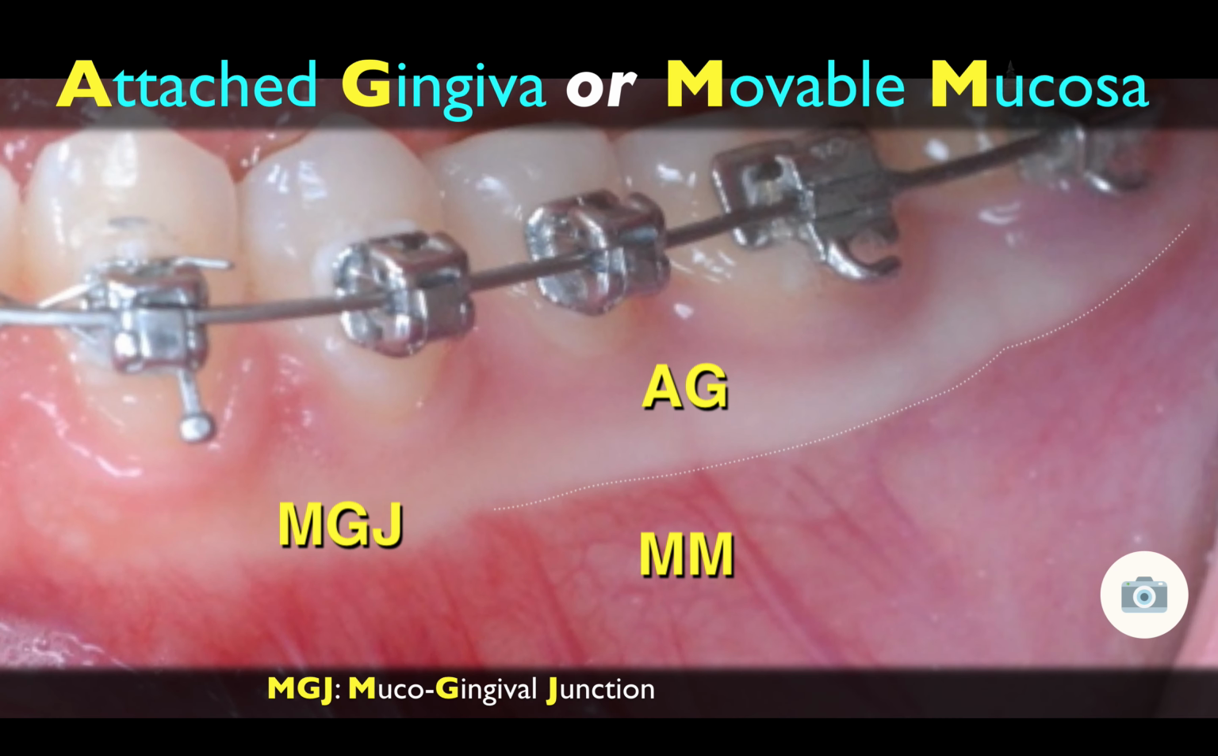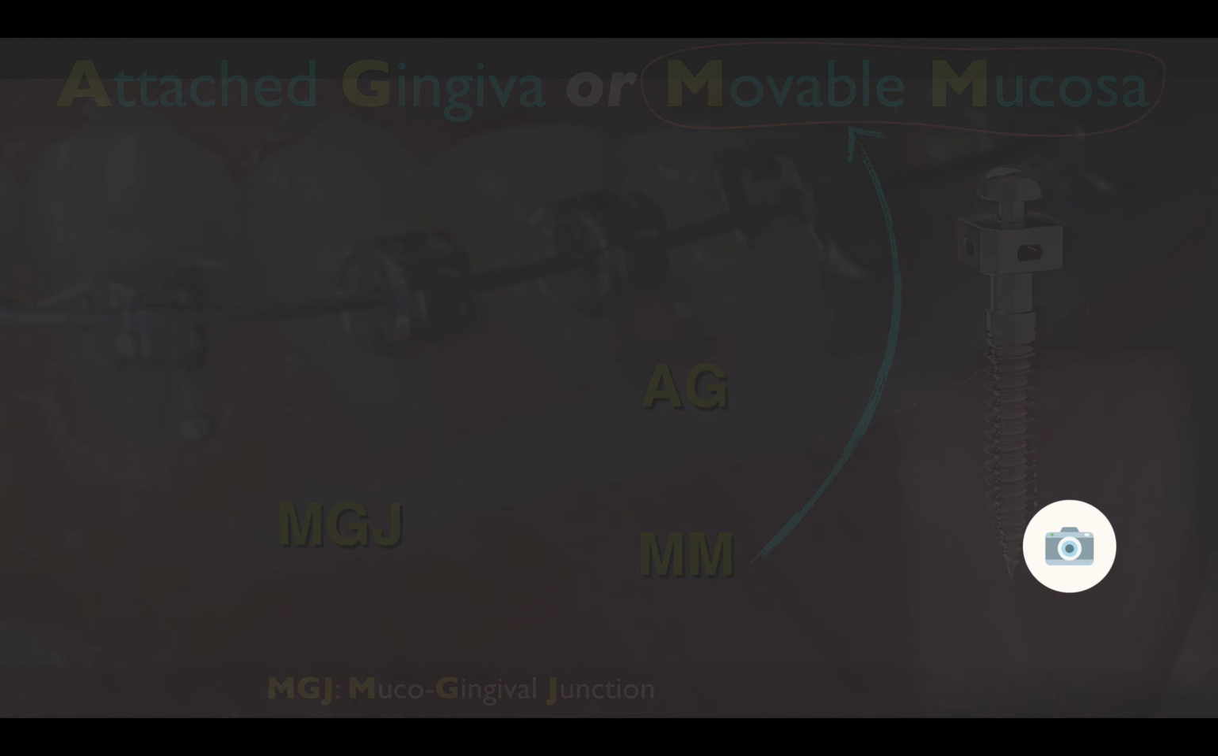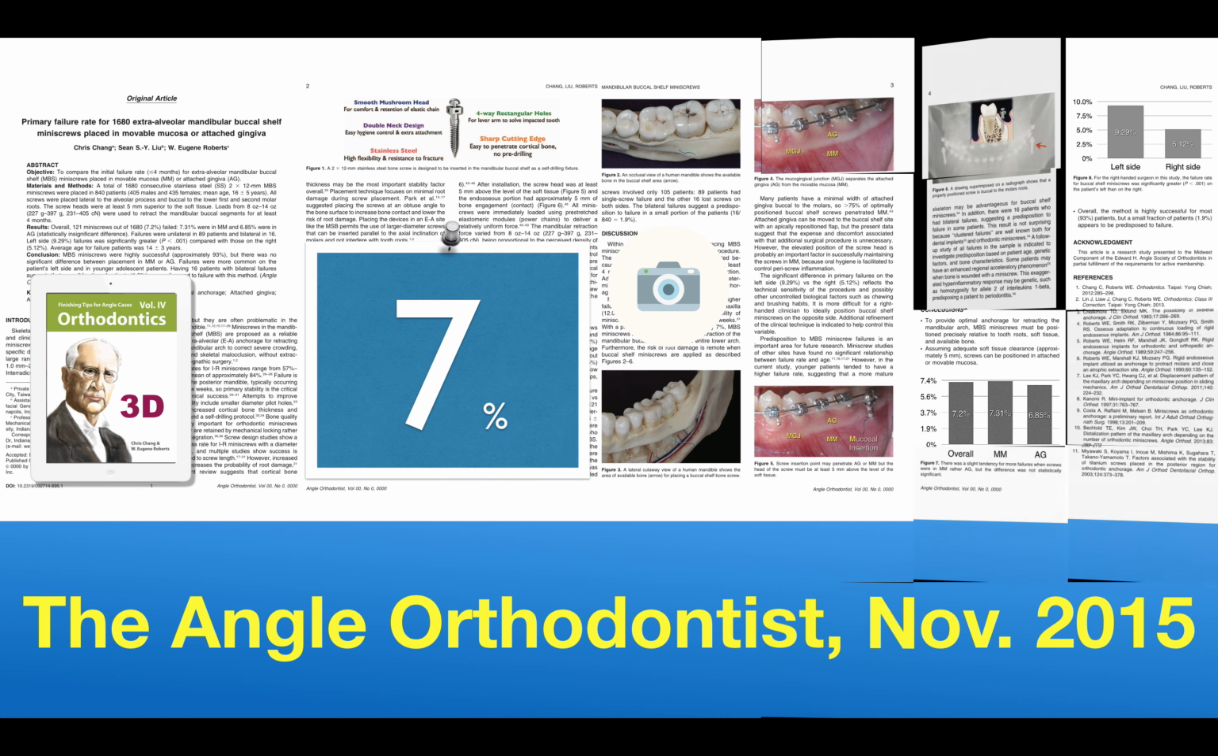Pretty good. And the other piece of information I would love to share with you in this publication is we also examined the difference between attached gingiva and movable mucosa insertion. It turned out they are equally successful. Why? Because the screw is in an upright position. That's why it won't matter whether you put it in mucogingiva or attached gingiva. And if you are interested in this study, you can find it in Angle Orthodontist, November 2015.